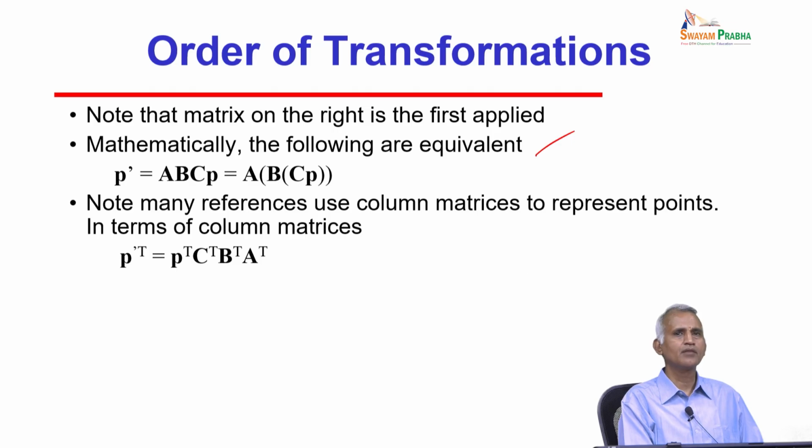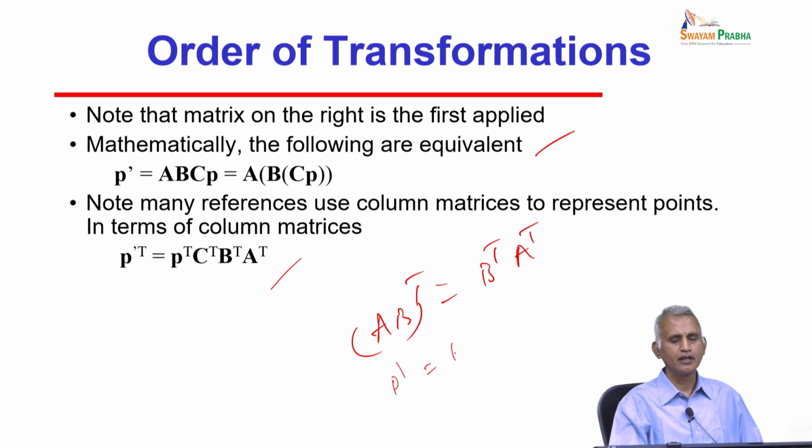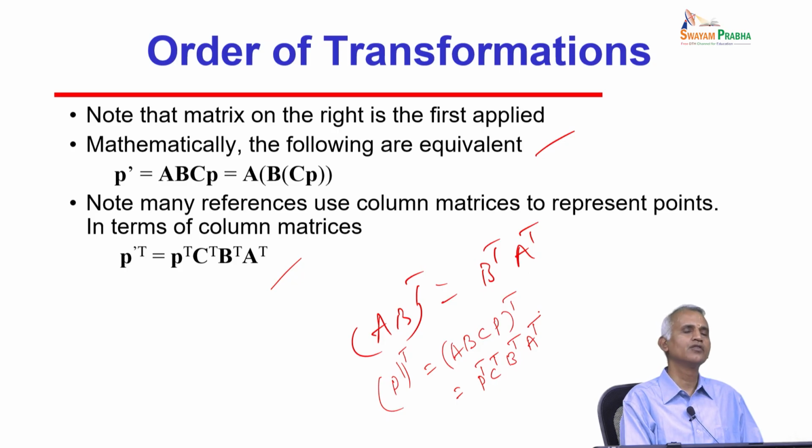Note, many references use column matrices to represent the points. Therefore, the transformation P dash transposed equals P transpose, C transpose, B transpose, A transpose. That is, if you have P dash equal to A B C P, then the transpose of A B is B transpose times A transpose. In the same way, if you take P dash equal to A B C P and transpose it, the last one becomes first, the middle one stays second, and the first one becomes last. So, this way we can do it with the inverse transform too. The same technique we applied to the matrices, we apply to the inverse transforms here also, and you can easily understand. That is why matrices are most important.